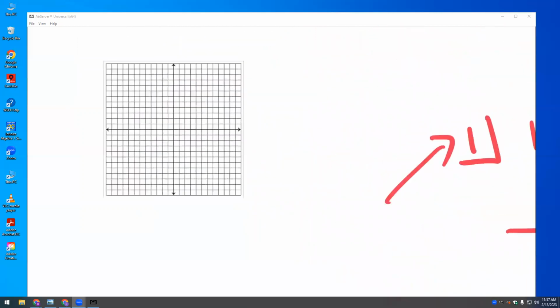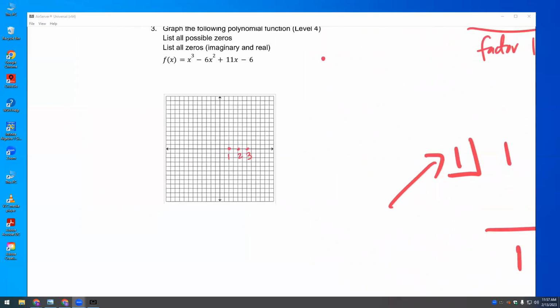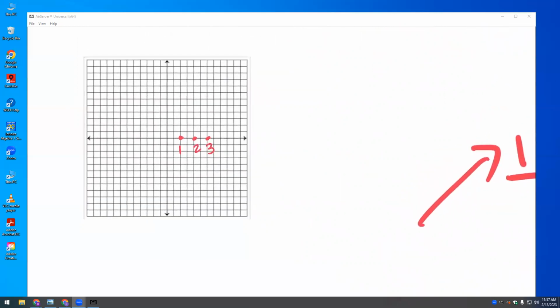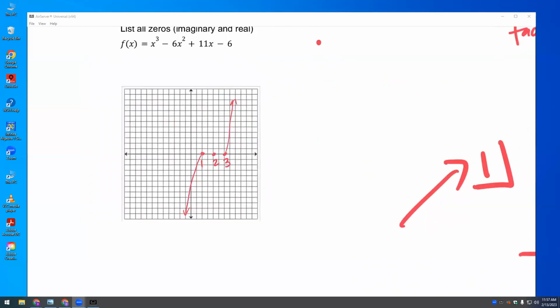You might want to spread them out, maybe put it every 2. Here's 1, here's 2, and here's 3. Again, it's up to you. And then what's the power? It's the third power, so down on the left, up on the right. This one kind of sucks because you have to use decimals, but you just have to do 1.5 and 2.5. That will pretty much tell you everything you need to know.